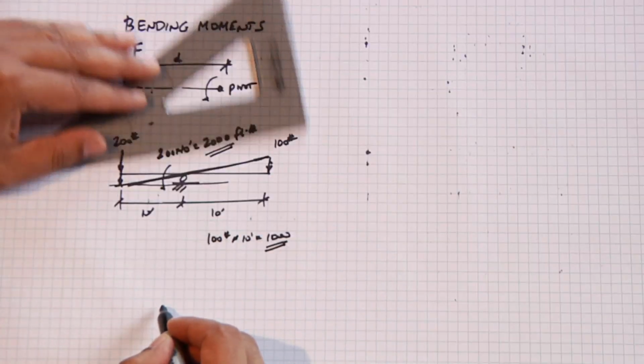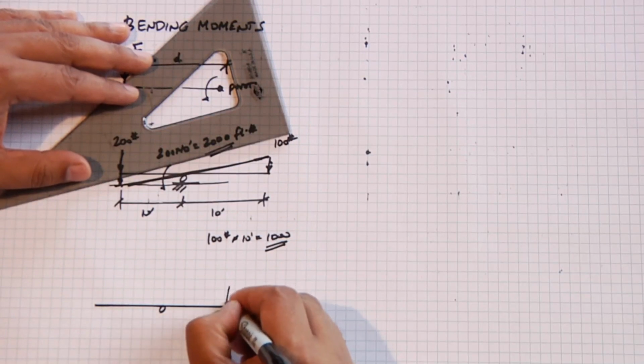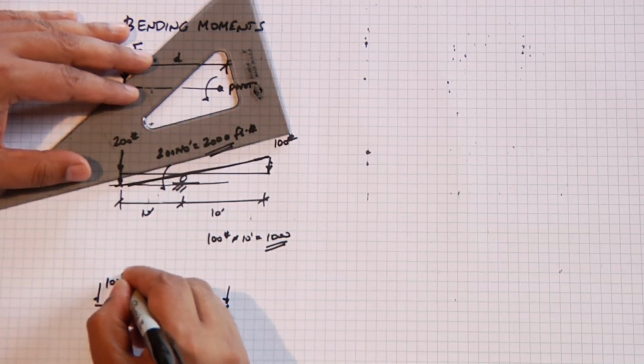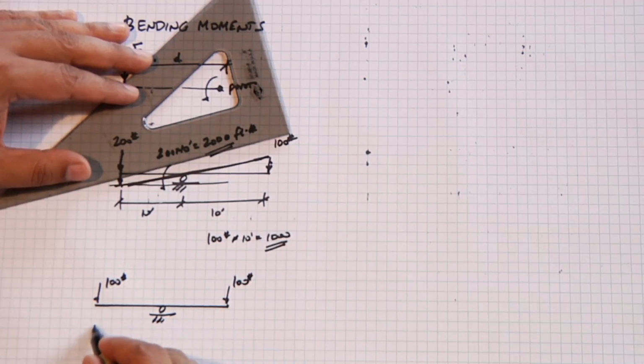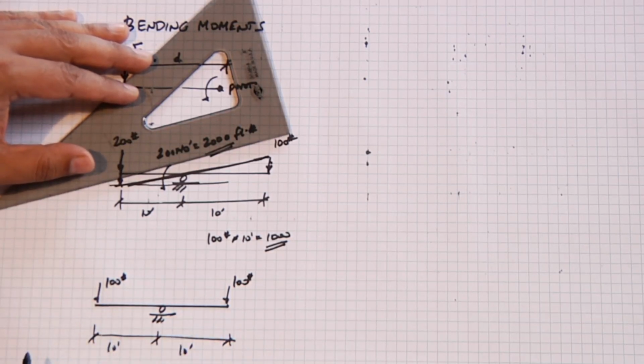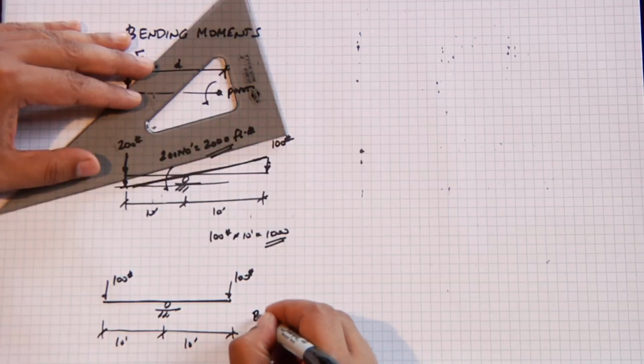But if the two people weigh exactly the same and the distance is the same, in this next sketch, if it were 10 feet and 10 feet and the two people weigh exactly 100 pounds, then the seesaw will remain level. And that way we say that it's balanced.